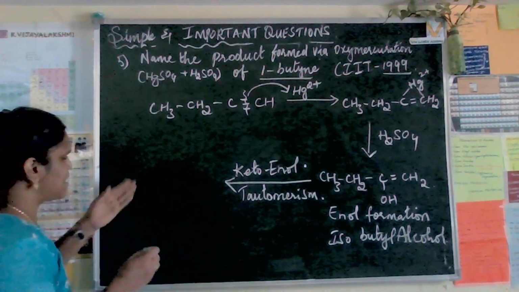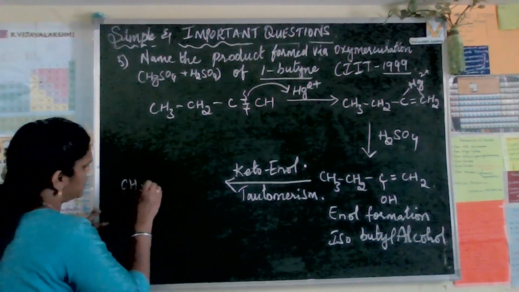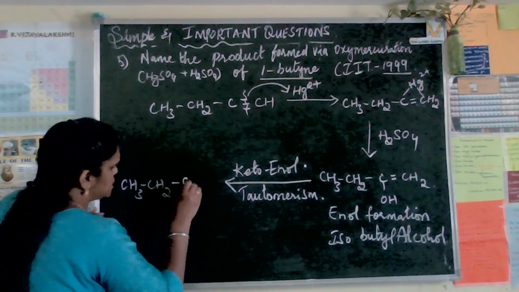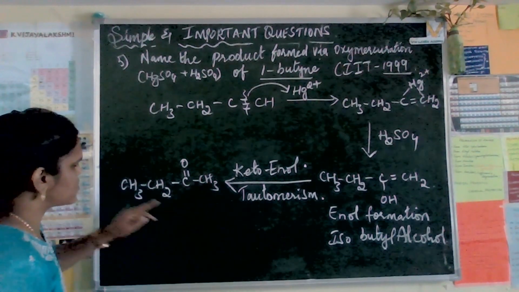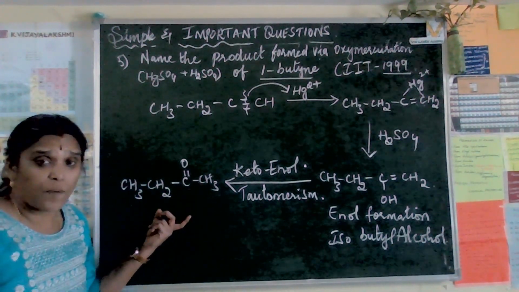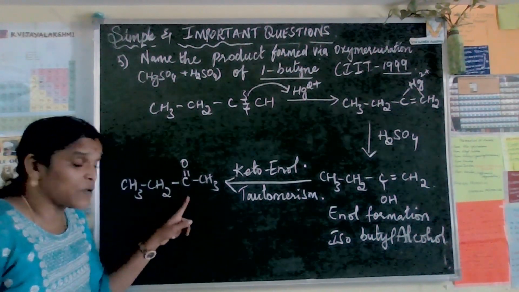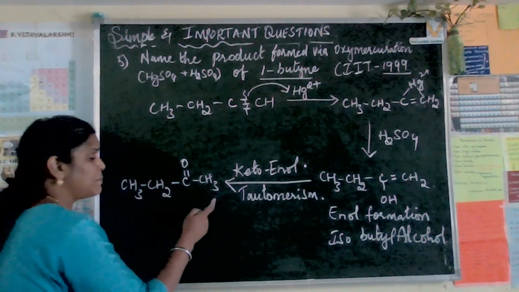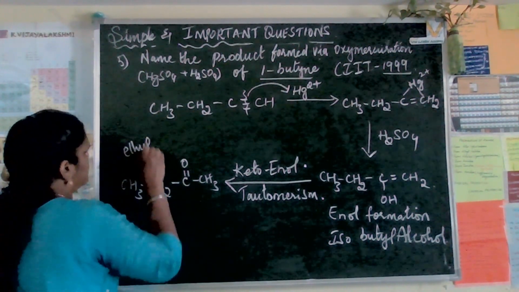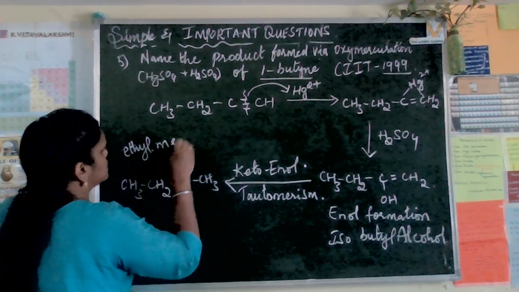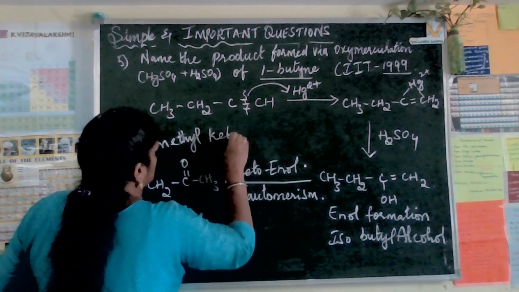So what is the final product we are receiving? We want that product only. CH3, CH2, C double bond O, CH3, right? So what is the name of this compound? Can you give it? An ethyl group is connected with a methyl group, with the keto group in between. So ethyl methyl ketone.